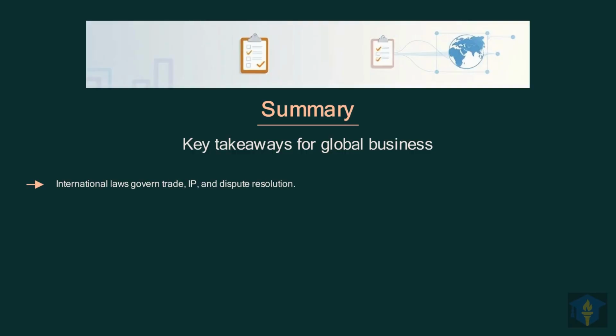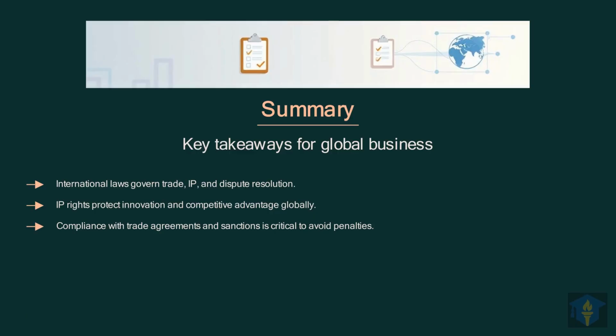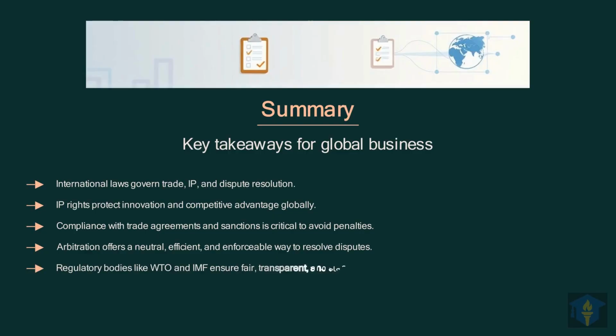First, international laws govern trade, intellectual property, and dispute resolution globally. Intellectual property rights protect innovation and maintain competitive advantage worldwide. Compliance with trade agreements and sanctions is critical to avoid severe penalties. Arbitration offers a neutral, efficient, and enforceable way to resolve international disputes. Regulatory bodies like WTO and IMF ensure fair, transparent, and stable global business. Staying informed and implementing robust compliance programs are absolutely essential for success.